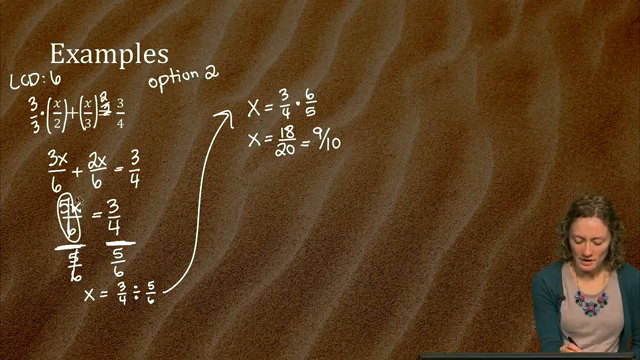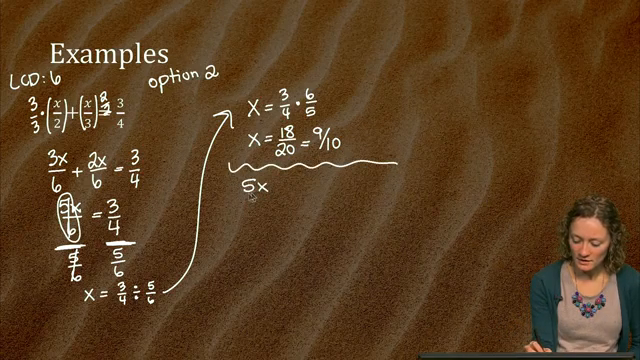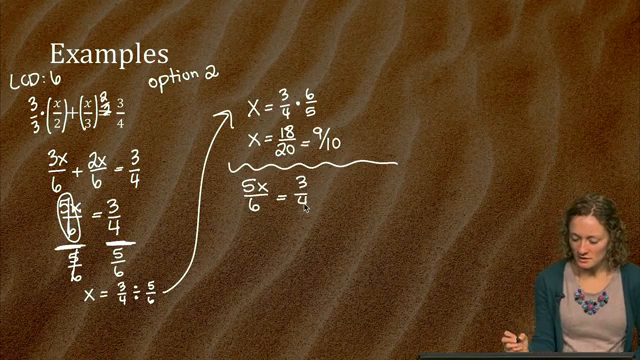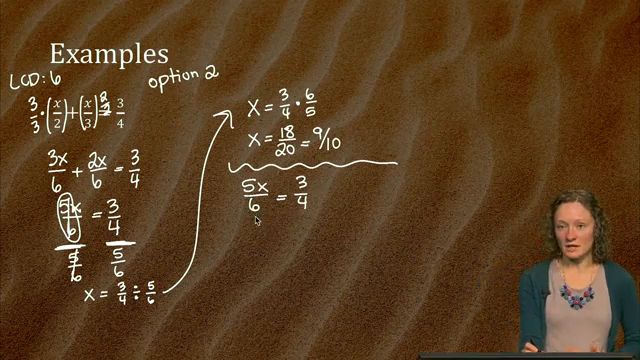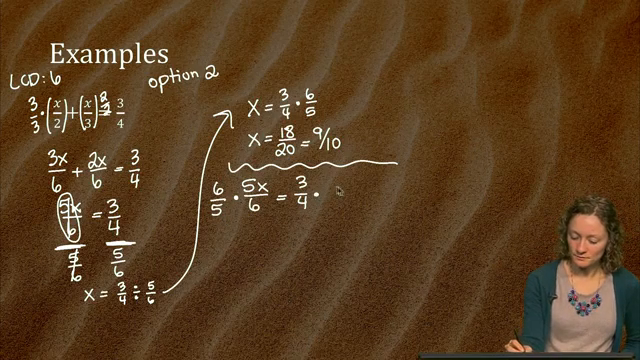Let's do another way from here. So let's go back to this line where we have 5x/6 equals 3/4. It's just another way of solving from this point in the problem. Some of you may have been inclined to do it this way, and this is perfectly fine, is to multiply by the reciprocal.